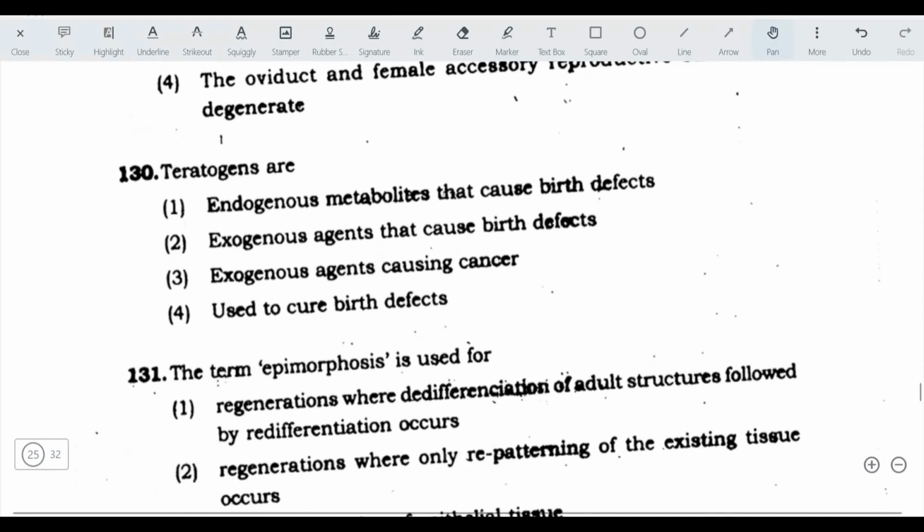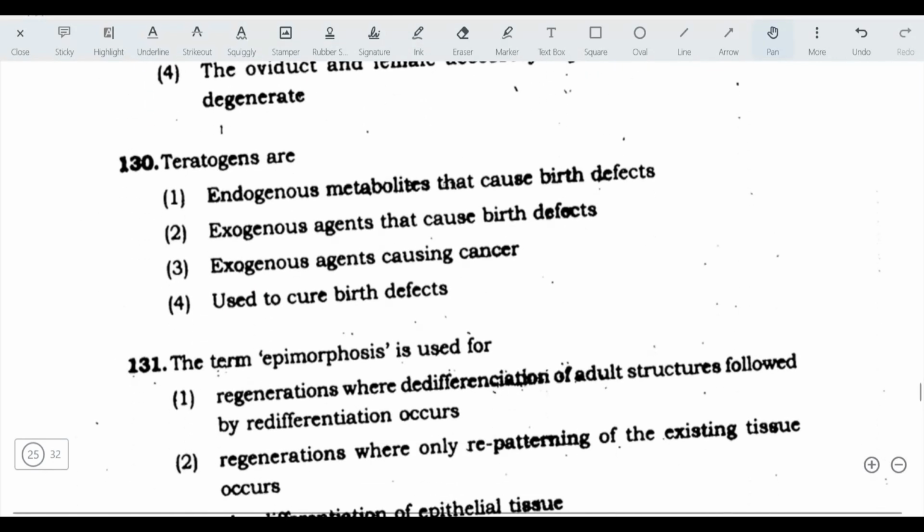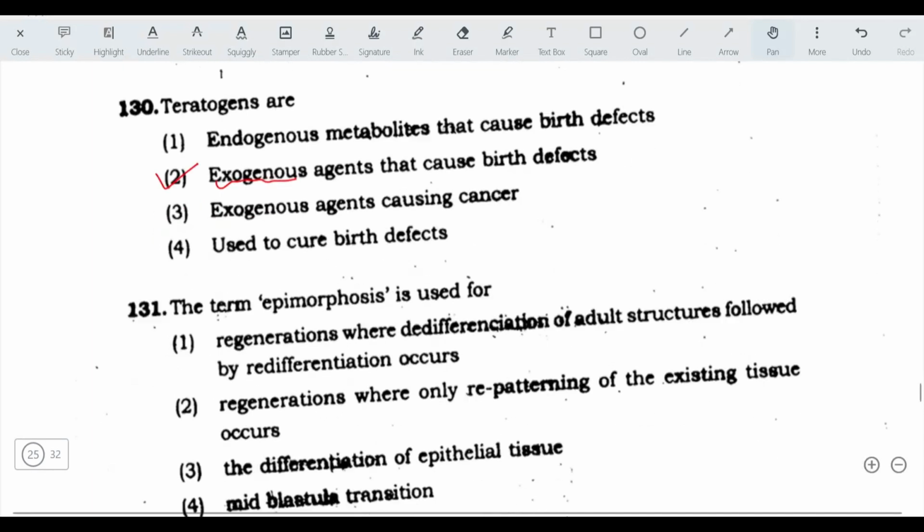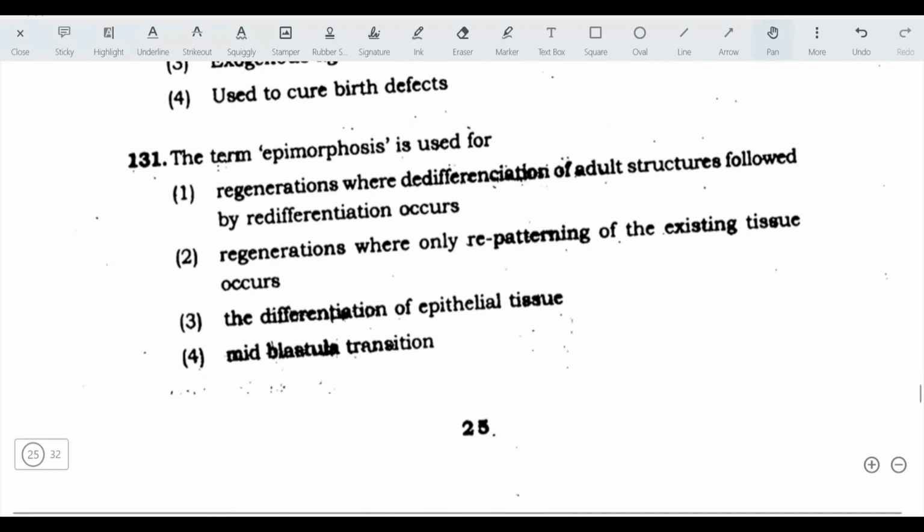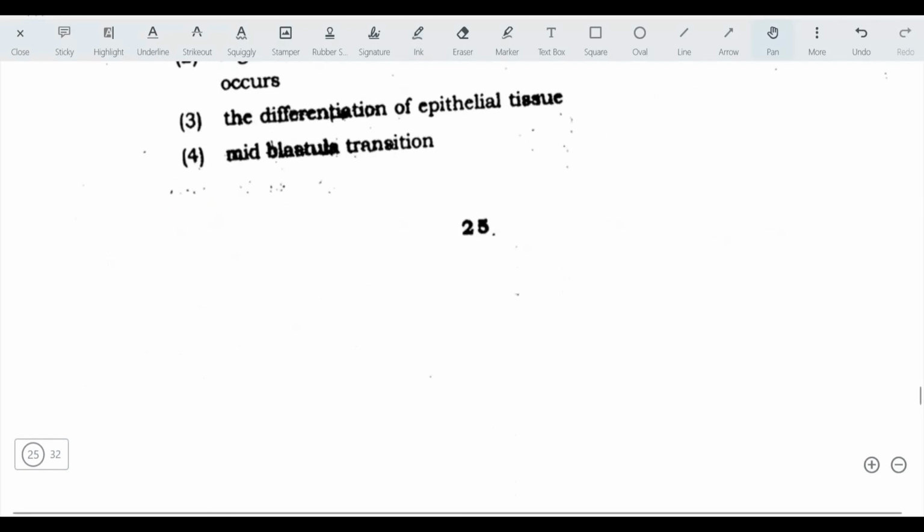This question, teratogens are exogenous agents that cause birth defects. Exogenous means they are acquired from the external environment and they cause developmental abnormalities in the embryo. Next question, the term epimorphosis is used for regeneration, where redifferentiation of the lost structure followed by redifferentiation occurs.